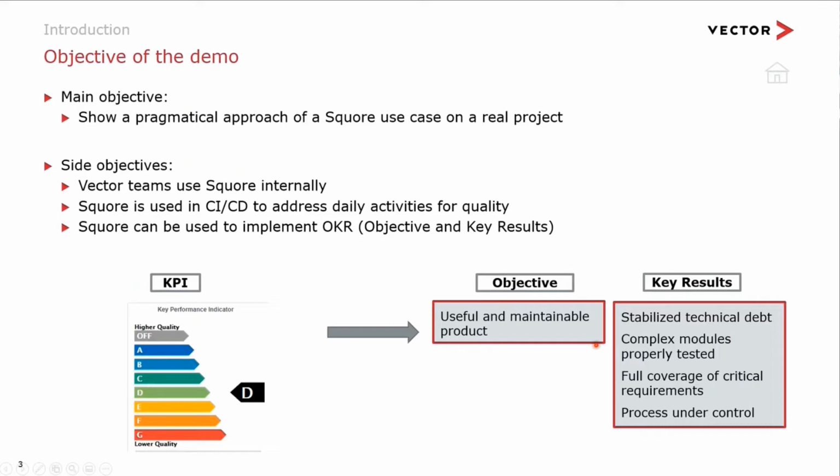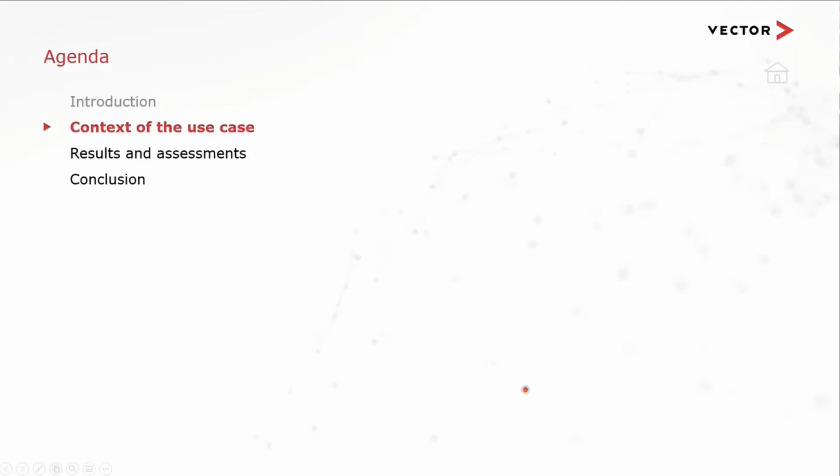And so these objectives and key results are a little bit more high level than a list of KPIs, but the KPIs will be the data that we will use to evaluate the key results. And this is what I'm going to explain, and how we did that in the project.